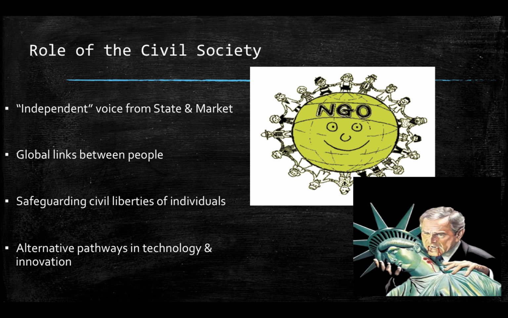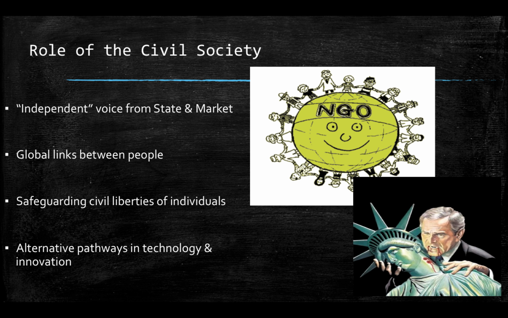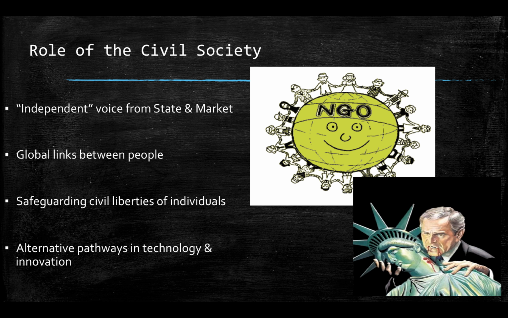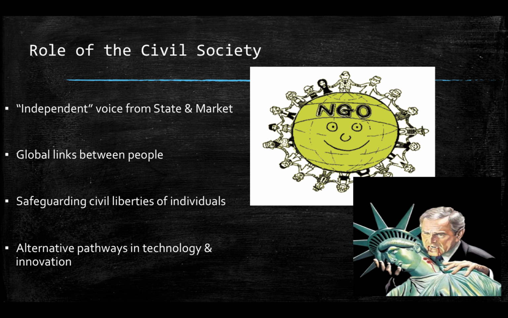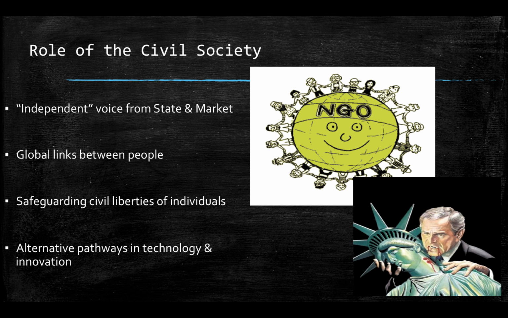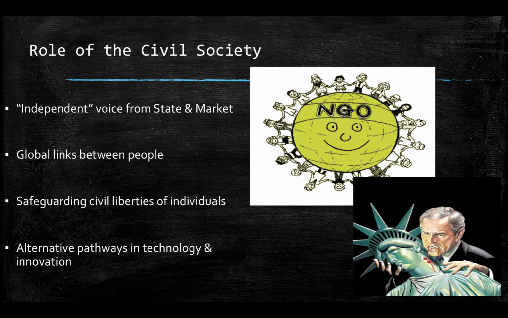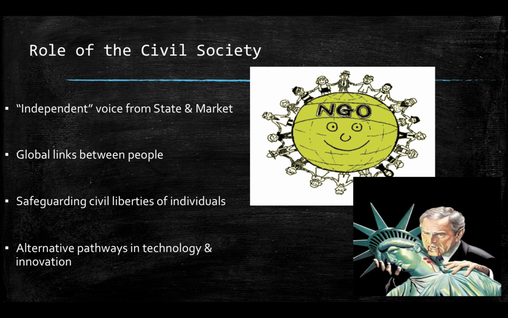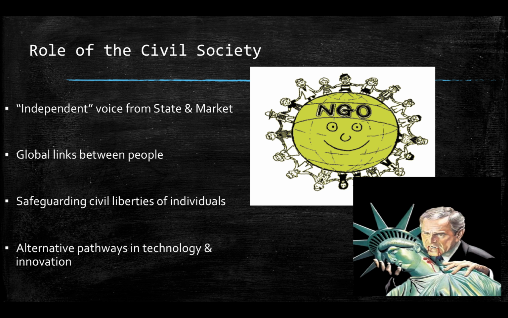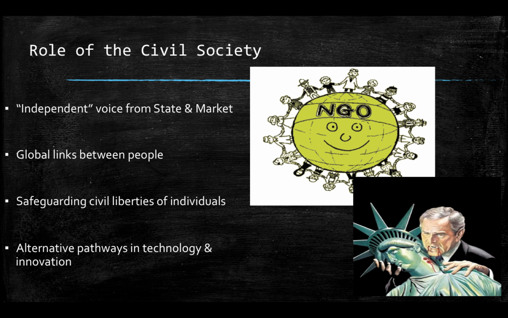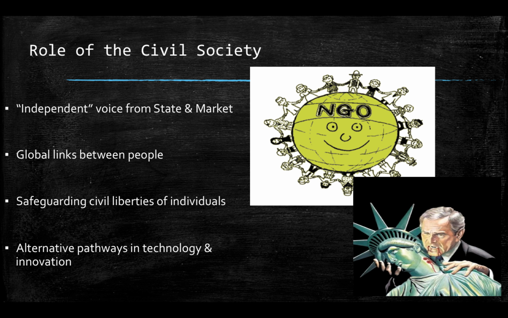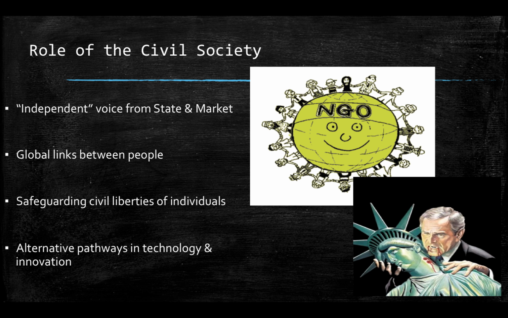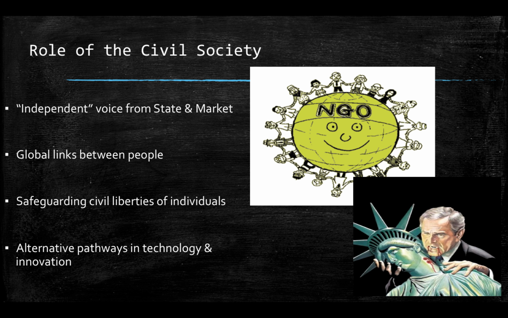And civil society brings a particular perspective and a particular role in society. It forges people-to-people contacts. It's a so-called independent voice that is independent of the public agencies as well as of market industry corporations. And more importantly, and of relevance to the lecture, it provides an alternative pathway to technological development and innovation.